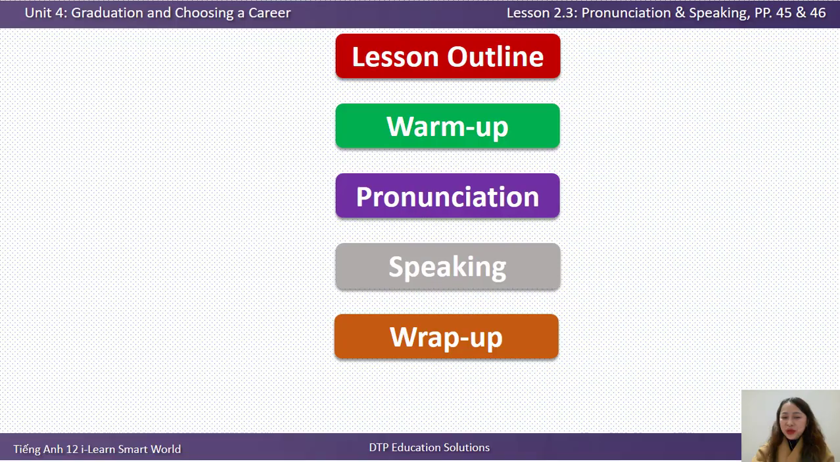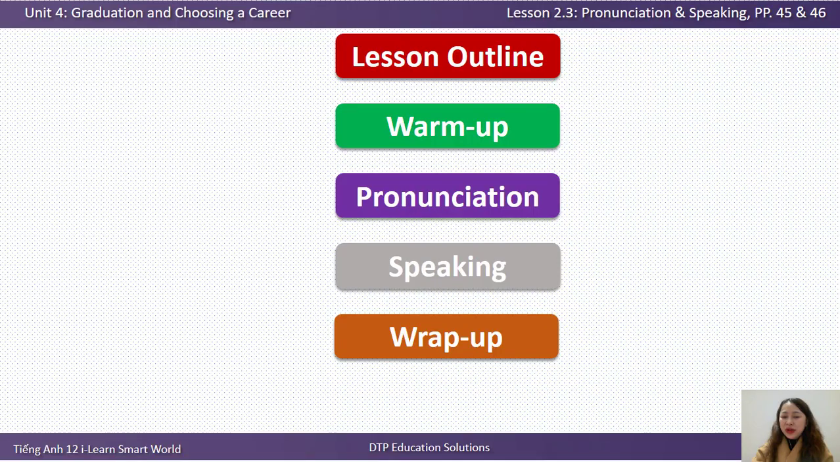Warm up. We will begin with a quick warm up to get you thinking about today's topics. It will be something fun and light to energize you. Next, we will practice pronunciation, focusing on sentence stress. I'll show you how to make your sentences sound natural and clear by emphasizing keywords like could. You'll get to listen, repeat, and practice.